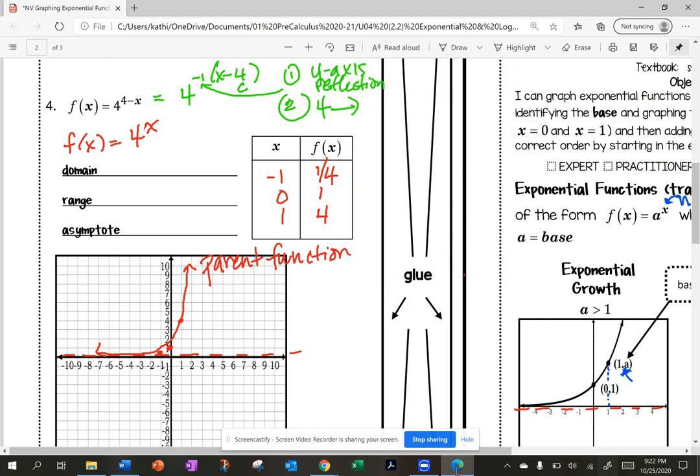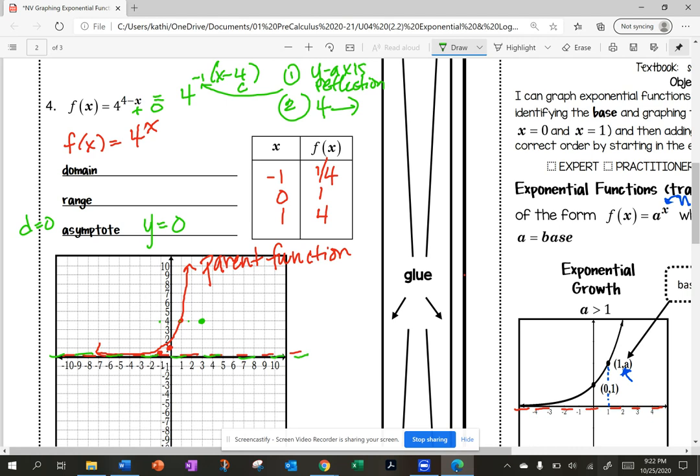So I'm going to take each point and reflect it over the y-axis. So here I'm reflected, and then I'm going to go to the right 4. So 1, 2, 3, 4. Oh, the other thing I want to put is my d value is 0. So I know my asymptote is at y equals 0. So d equals 0 here. So I know my asymptote is right here.